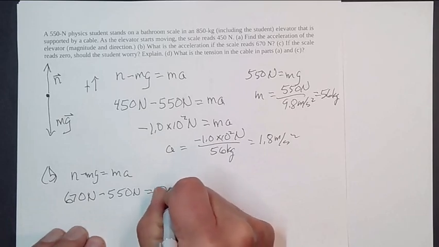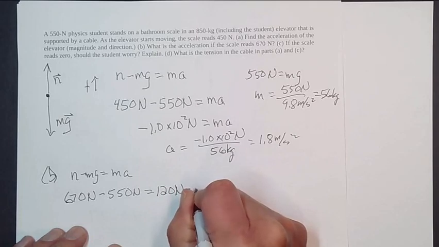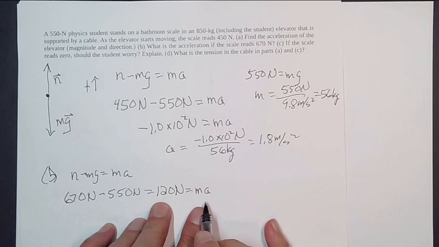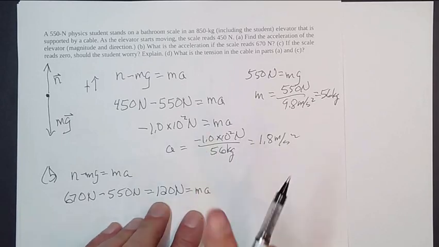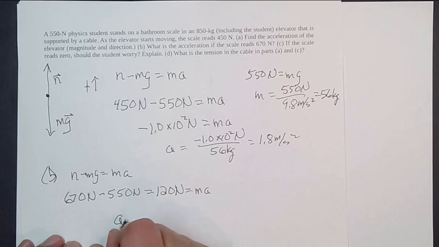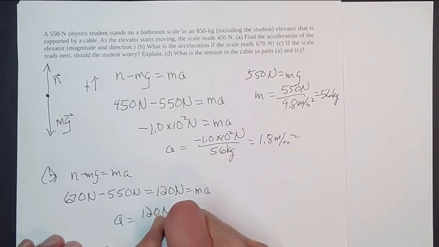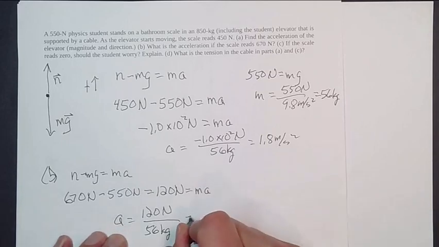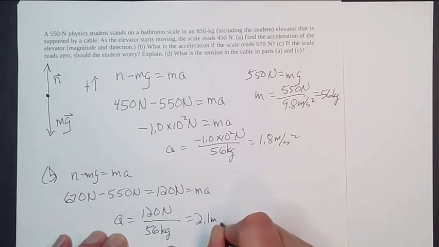Check that. Then that would equal the mass times the acceleration. I can see in this time the acceleration is going to be positive, so it's going to be going up, and it would equal 120 newtons over our 56 kilograms for the student, which is about 2.1 meters per second squared.